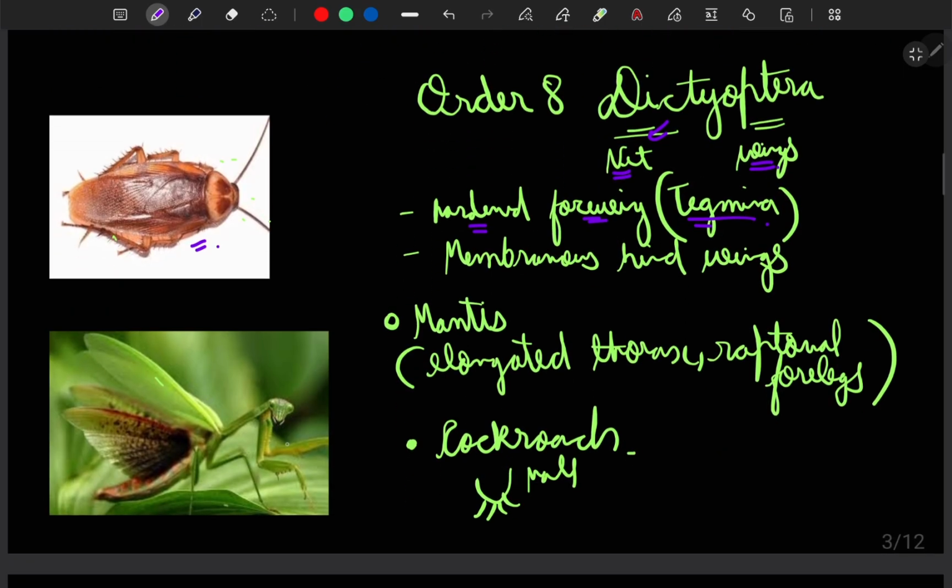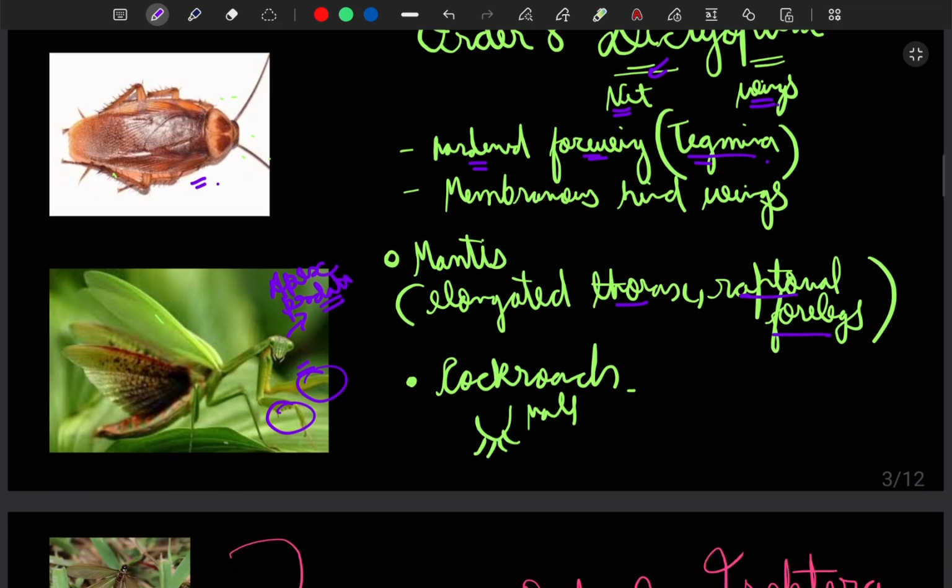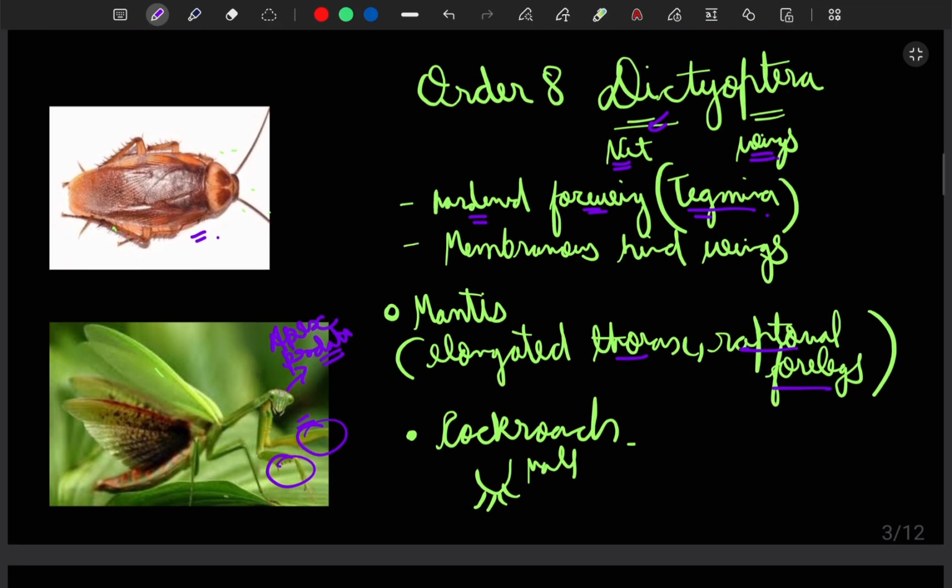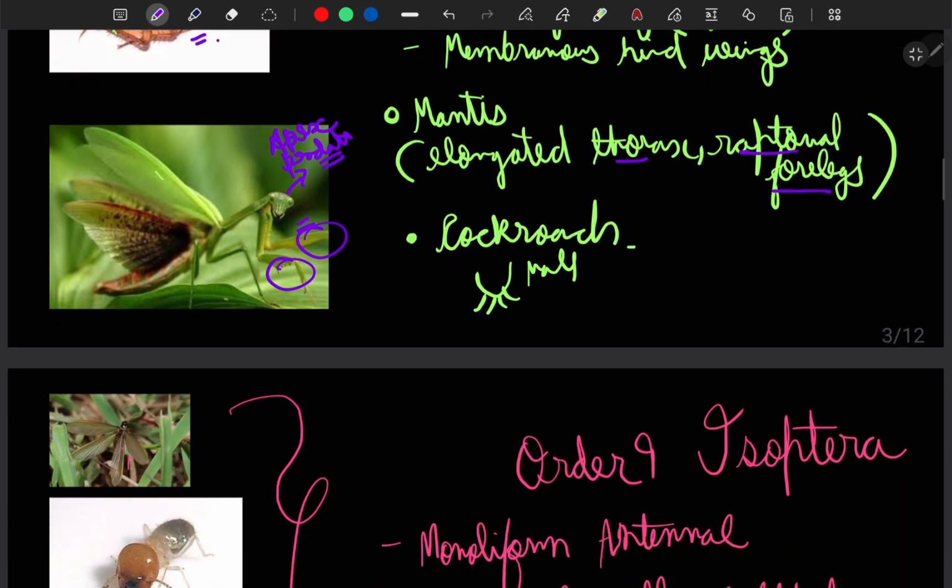Also, you might have observed this organism, which is also known as a praying mantis. They have elongated thorax and raptorial forelegs. They are apex predators of insects. They also match the color of flowers around which they are, or the color of plants around which they are, and they are apex predators. They eat a lot of larvae, they eat a lot of insects around them, and you should see videos of them eating insects ruthlessly. Hence we complete Dictyoptera.